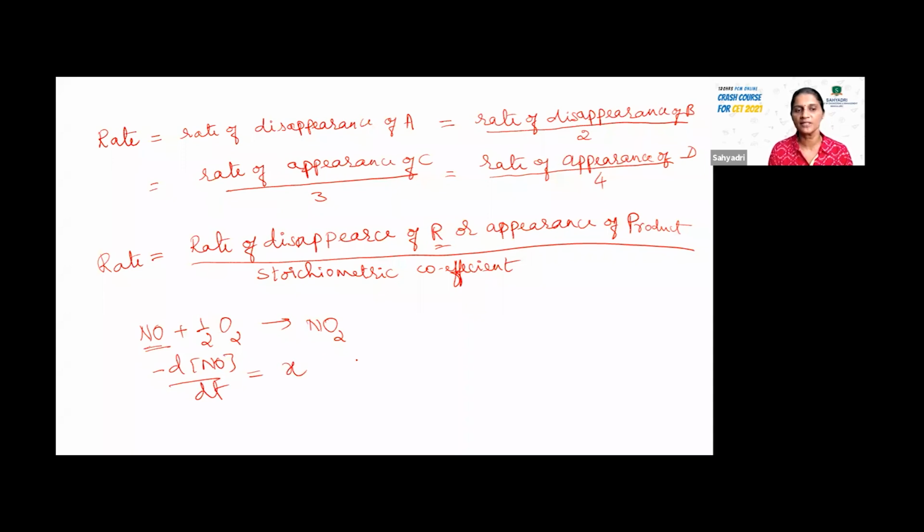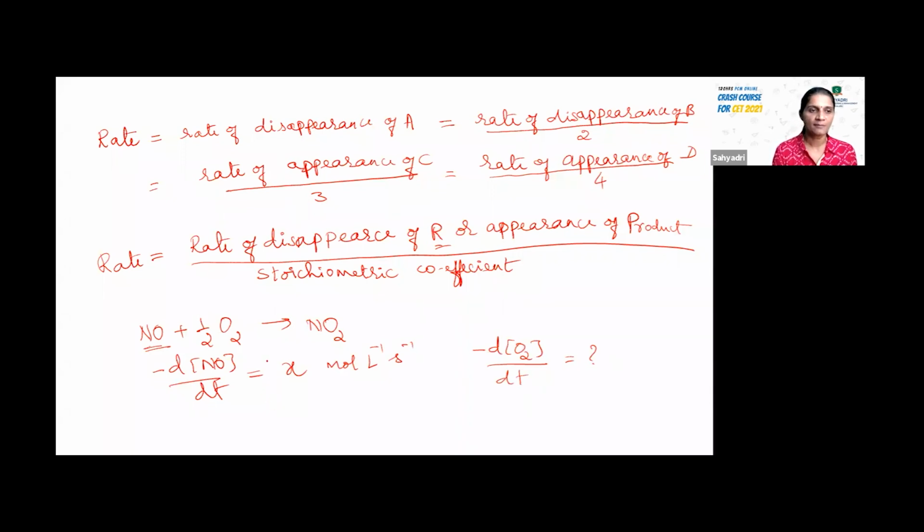Okay, X moles per liter per second. This is given. This is a unit of rate, right? So now I'm asked to calculate the rate of disappearance of O2. The rate of disappearance of O2 in terms of X is what is asked. So how do you do that?